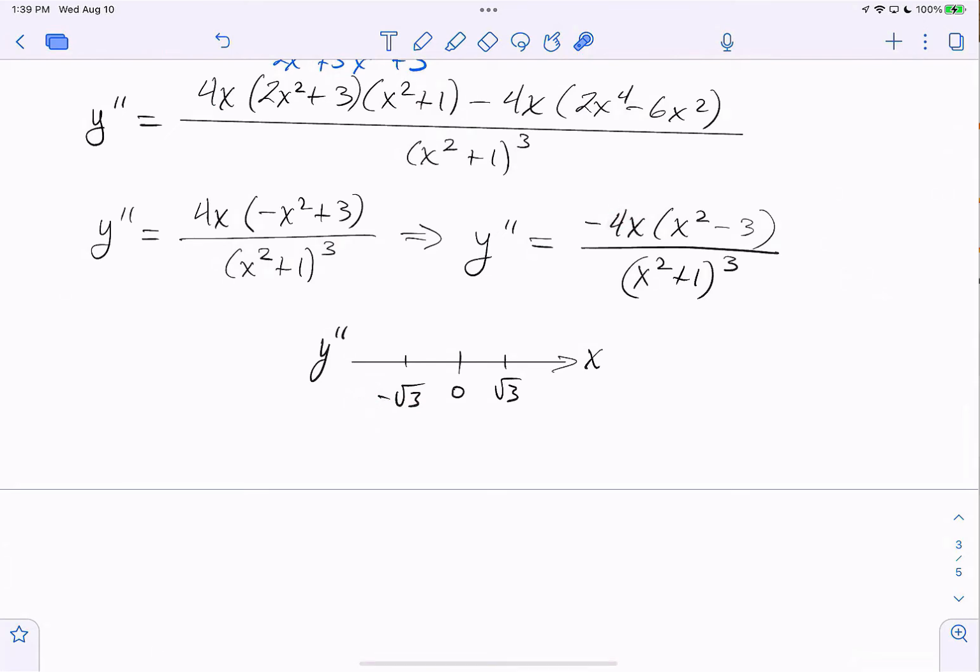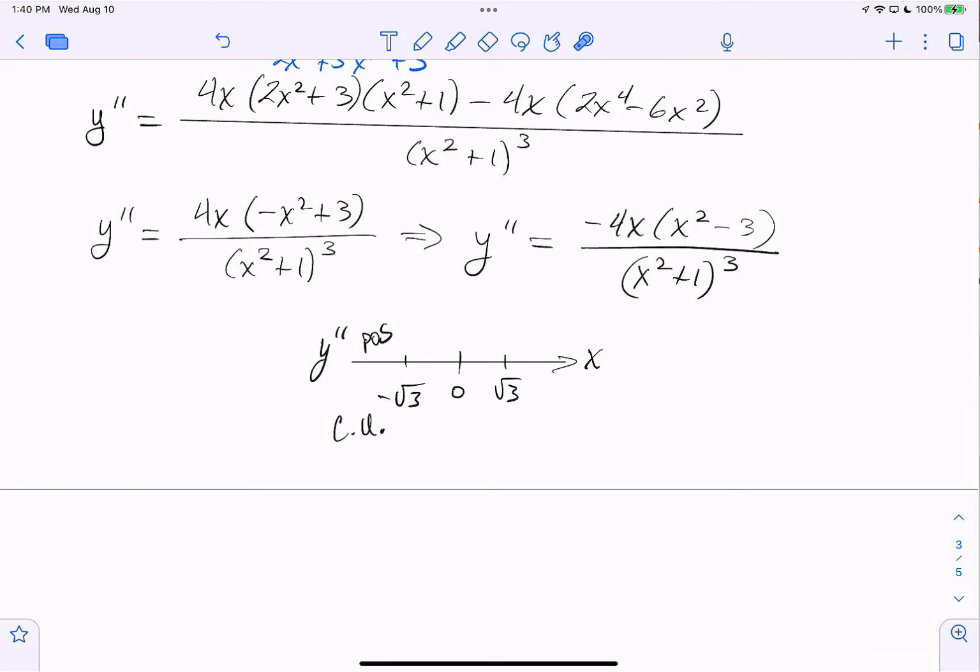That gives me a positive factor here, a positive factor here. The denominator is always positive, so I don't have to worry about that. And I see that it's positive, and so concave up. Between negative square root of 3 and 0, x equals negative 1 looks good.